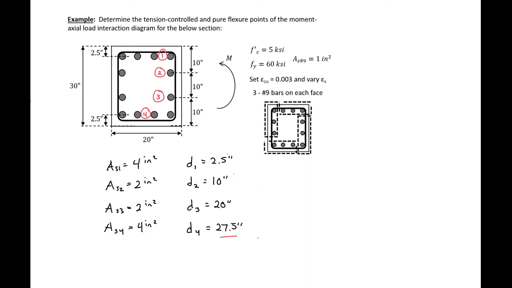The last thing that we'll need here is our beta. So for 5 ksi concrete, our beta 1 is equal to 0.85 minus 0.05 times 5 ksi, which is f'c, minus 4 ksi, is going to equal 0.8, and this is greater than 0.65, so our beta 1 is 0.8.